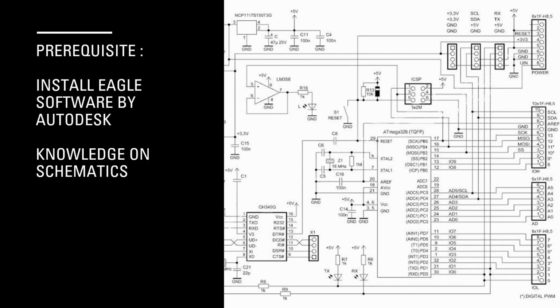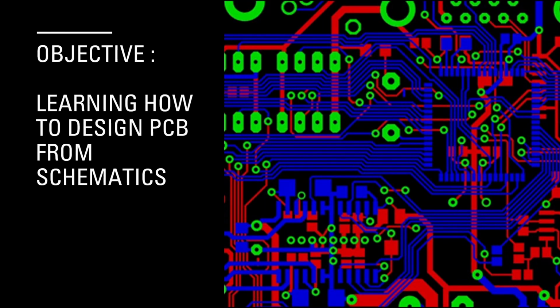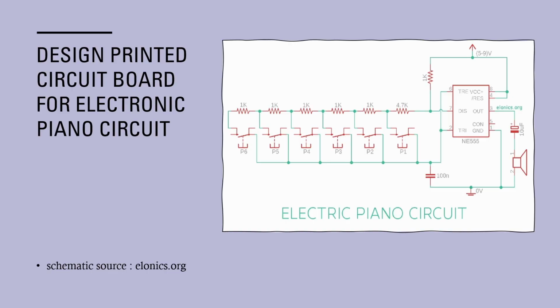And then after you install the software, which I will put the link on how to install below the video in the description, we can start to design the board. So today our objective is to learn how to design a PCB from schematics. The schematic that we are going to use is this electronic piano circuit, which comes from elonix.org. So I've prepared the source file that you need to download.